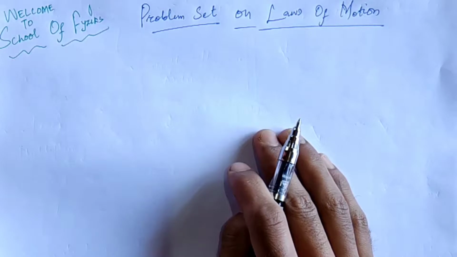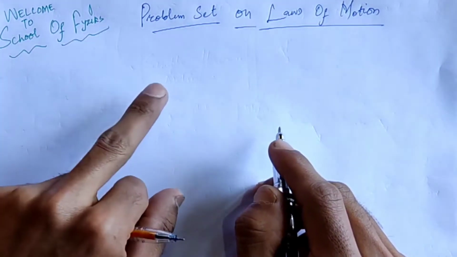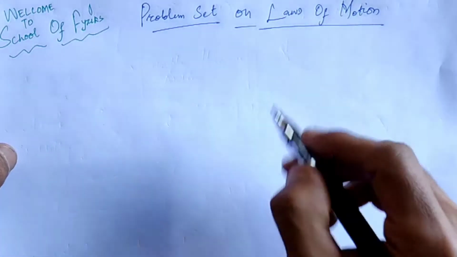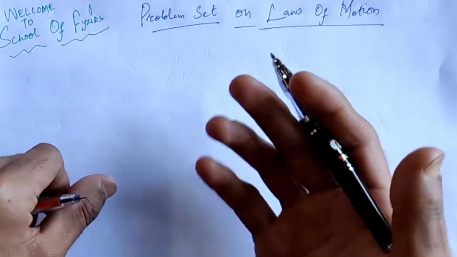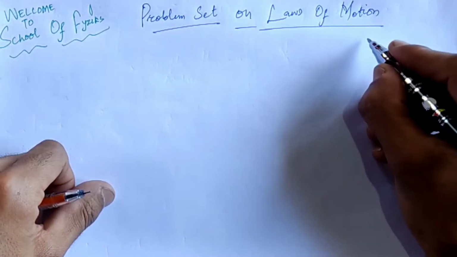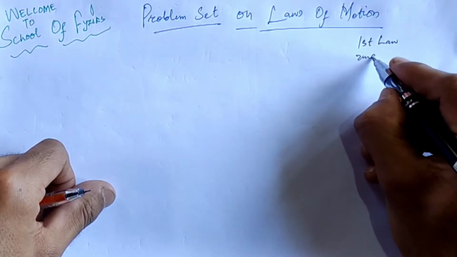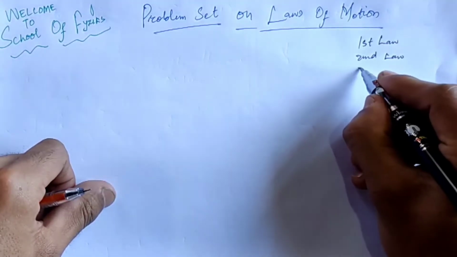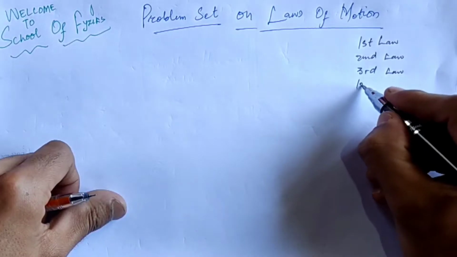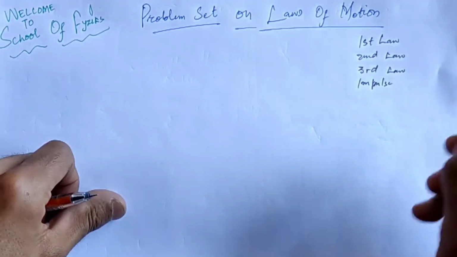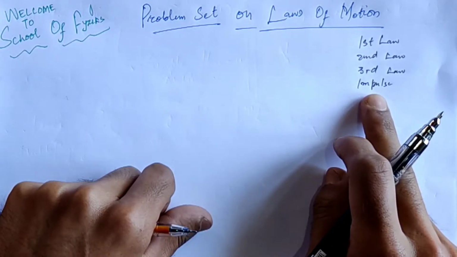Another lecture. Today, as you can see from the heading, I am going to discuss a few problems on the laws of motion which we were discussing earlier. We have discussed the law of inertia, that is the first law of motion, the second law of motion, and the third law of motion. With that, we also discussed impulse and other concepts concerned with these.